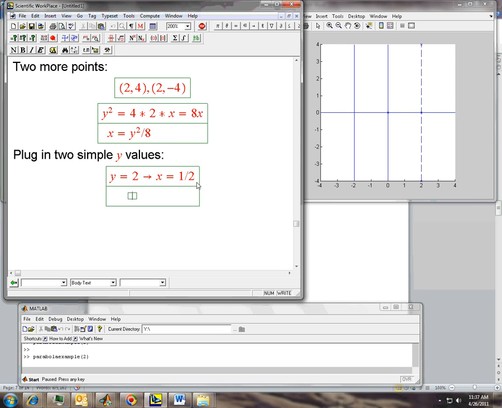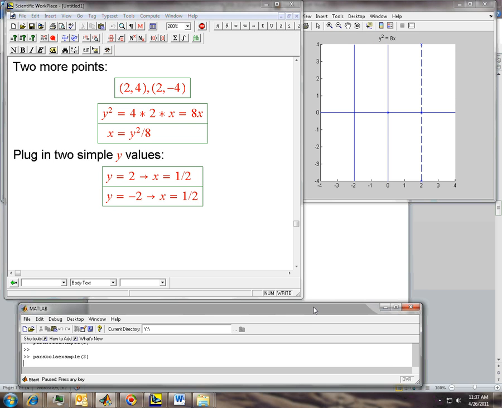We can plot that. And y equals minus 2 gives us the same value for x. That's the symmetry of the whole thing. X equals 1/2. Okay, and so I just have those ready to plot. Oh yeah, here's the equation, y squared equals 8x. Put a title on it. Okay, and there's plus or minus, or 1/2, plus or minus 2.